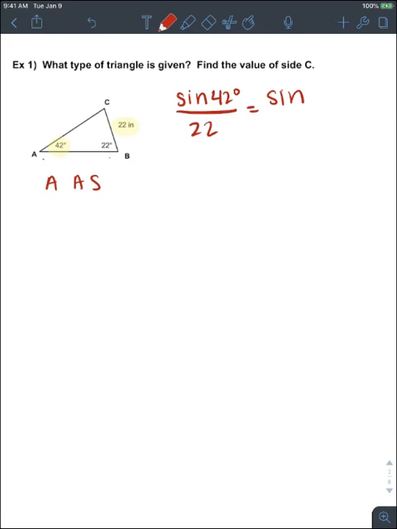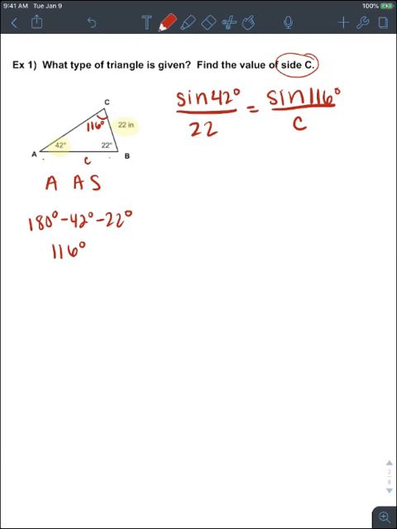I'm looking for the side c, so I actually need angle measure C. Doing a little math, I'm going to do 180 minus 42 degrees minus 22 degrees, which gives me 116 degrees. Okay, so I get 116 right here. So now I can fill in my ratio: sine of angle C, 116 degrees, over side c.